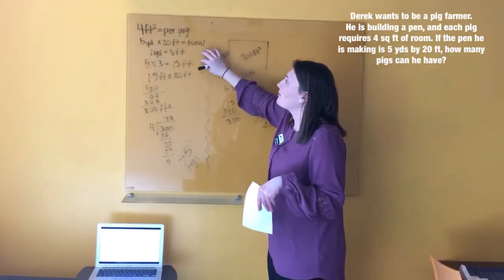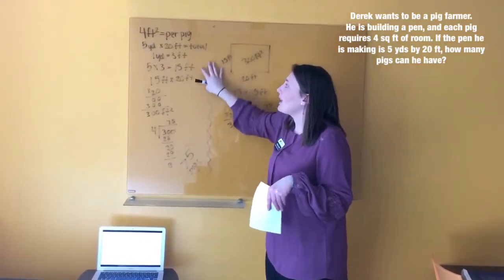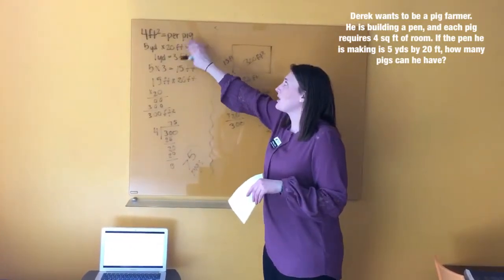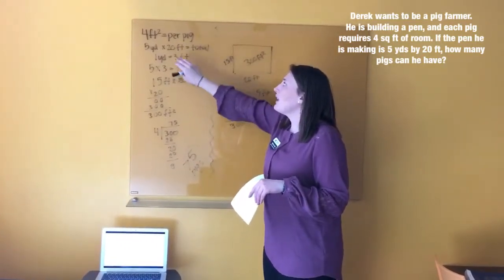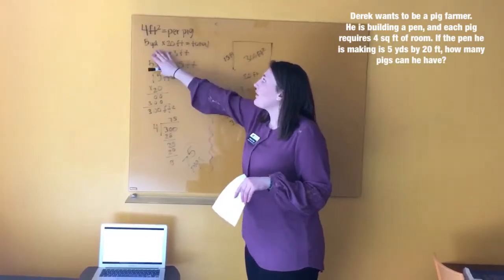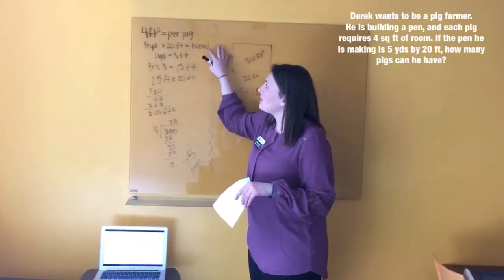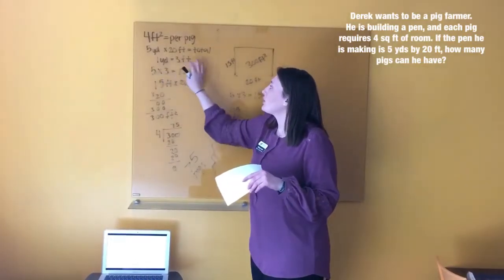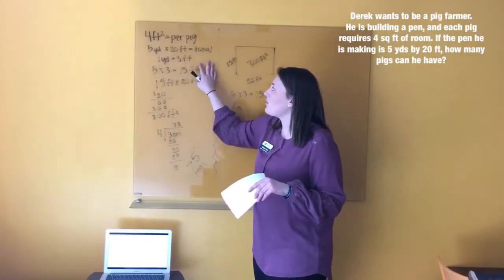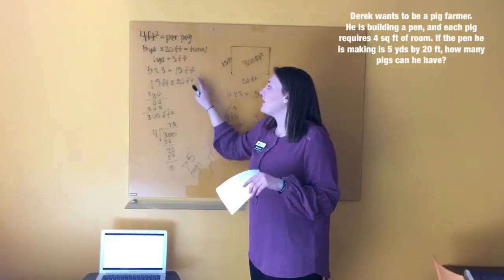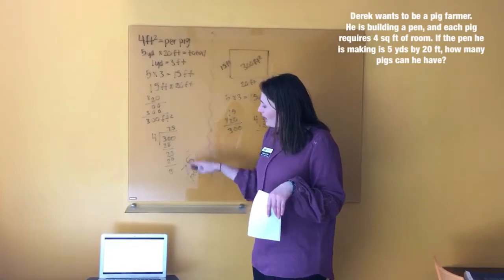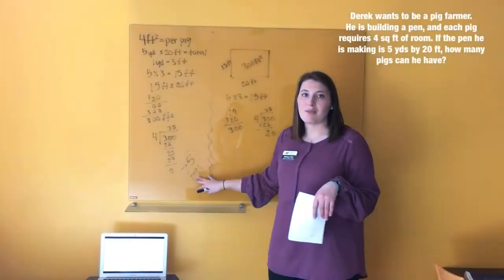The first one was by simply stating the information that he knew. He knew that 4 square feet was how much each pig needed, and then he stated that 5 yards times 20 feet was the total amount of space for the pen, and then he started converting. 1 yard is 3 feet, multiplying, and then he worked his way all the way down with multiplying, dividing, and came to the conclusion of 75 pigs.